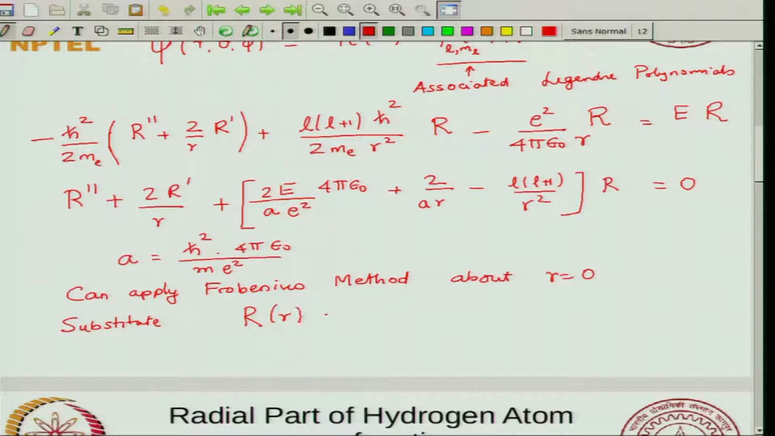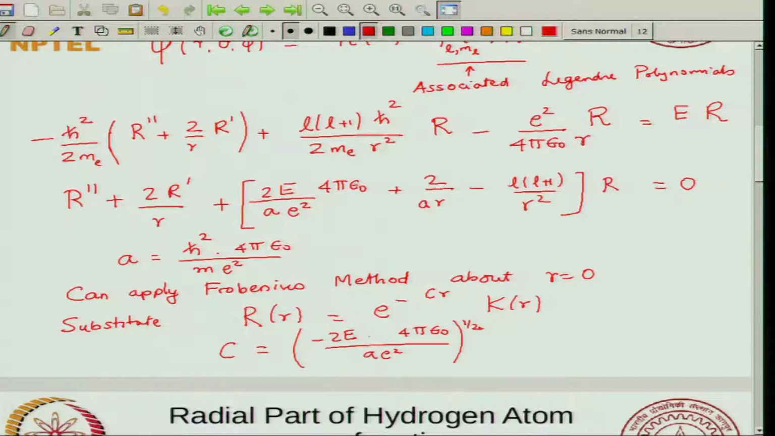So what we will say is you substitute R of r is equal to e to the minus c r times k of r, where c is equal to minus 2 e times 4 pi epsilon divided by a e square, the whole thing raised to half.